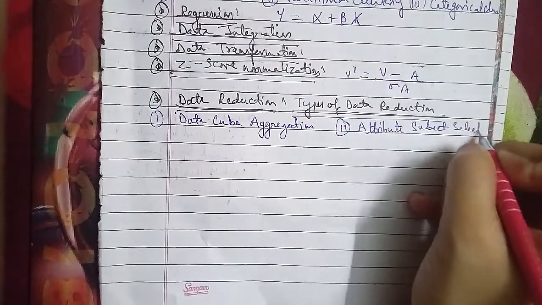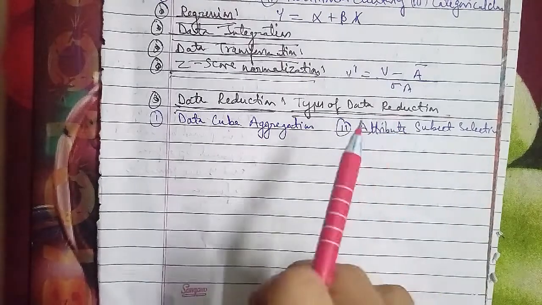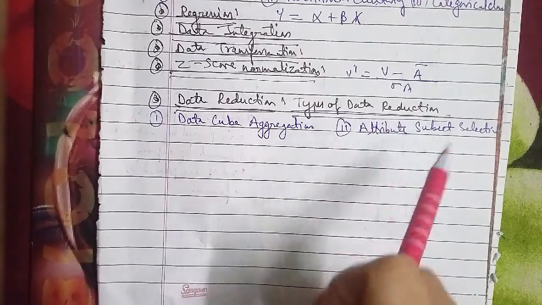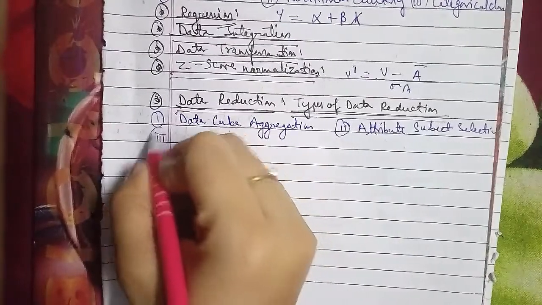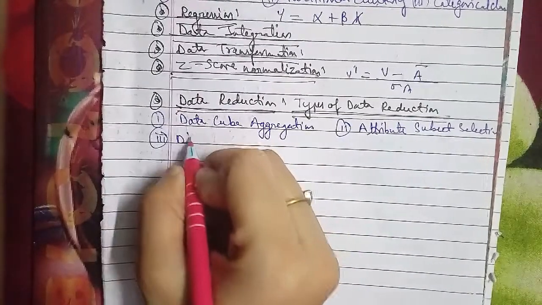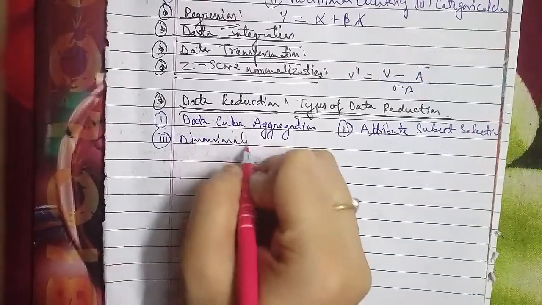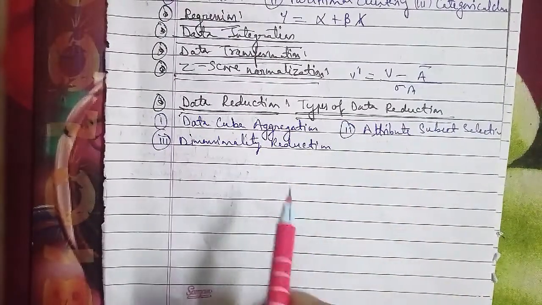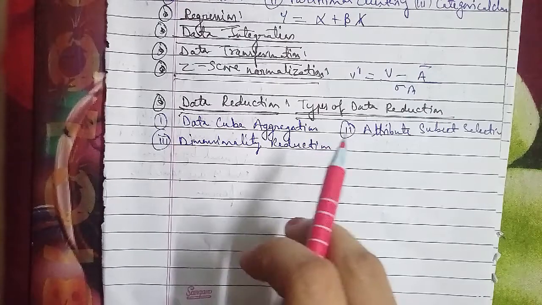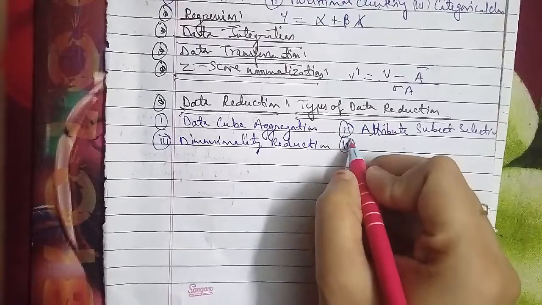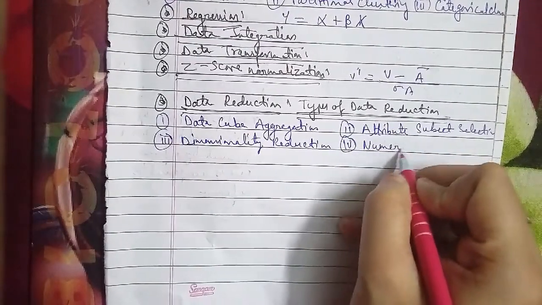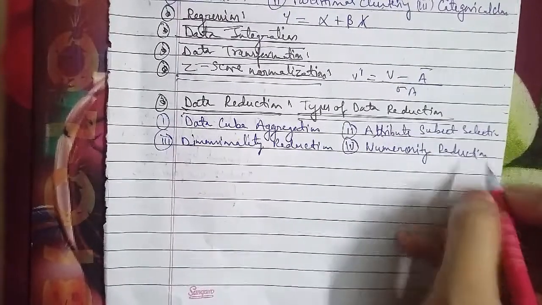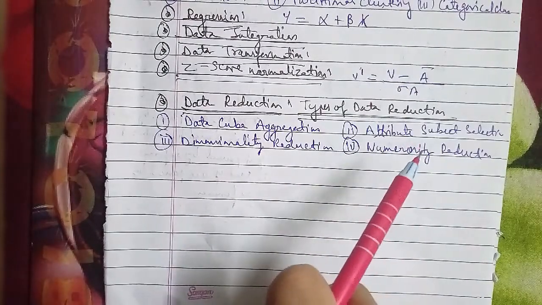The third we have is dimensionality reduction. In dimensionality reduction, an encoding mechanism is used to reduce the data set size. Fourth we have is numerosity reduction. In numerosity reduction, the data are replaced or estimated by alternative, smaller data representations, such as a parametric model or a non-parametric model like clustering, sampling, and the use of histograms.